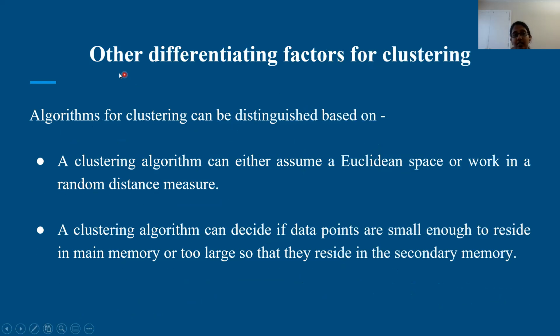And lastly, we have other distinguishing factors for clustering. For the two algorithms that we discussed here, either algorithm can assume a Euclidean space to work with or can work with an arbitrary distance measure. Also, any clustering algorithm can decide if the data points within their clusters are small or large. If they're small, they can reside in the main or primary memory, and if they're too large, they can stay in the secondary memory.